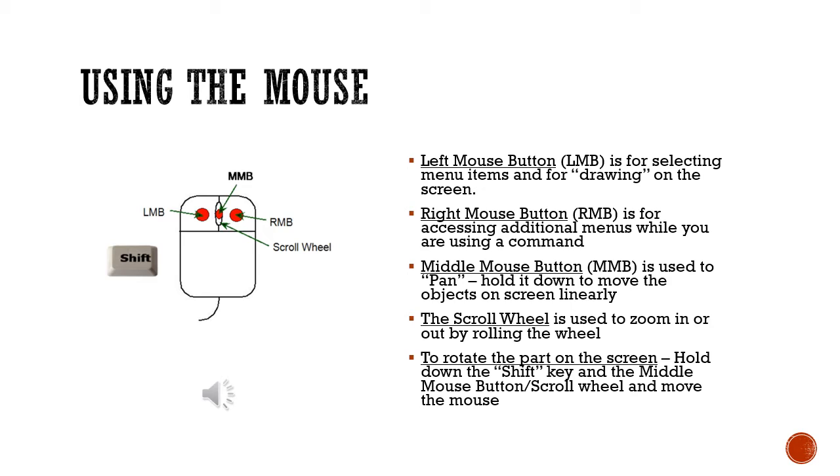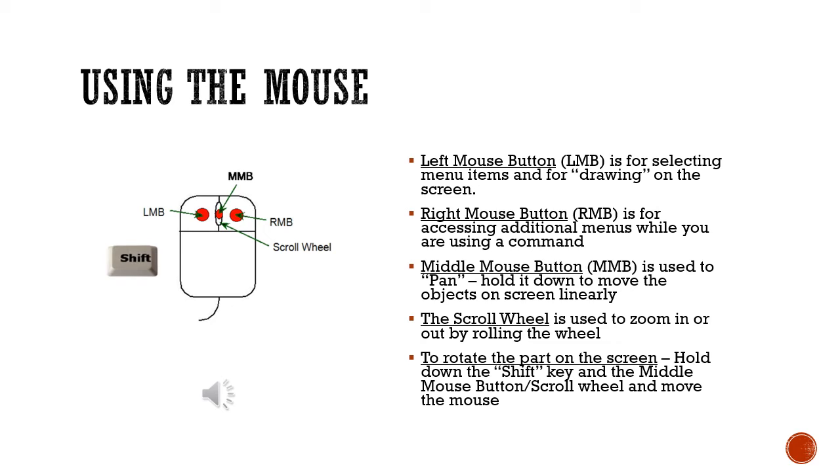Each piece of software is a little bit different in terms of how you use the mouse. When you're using Inventor, the left mouse button is what you'll use most of the time for selecting items on the menus, and also when you're drawing on the screen, you'll click the left mouse button. The right mouse button, once you're in a command, typically gives you additional menus about that command. The middle mouse button is used to pan: if you hold down the wheel in the middle and then move your mouse, that'll move objects on the screen side to side or up and down. The scroll wheel is used to zoom in or out by rolling the wheel.